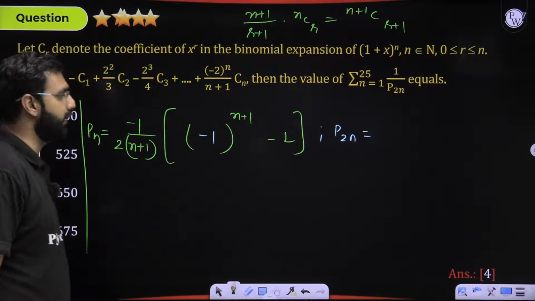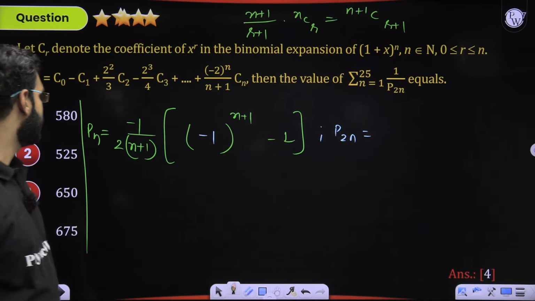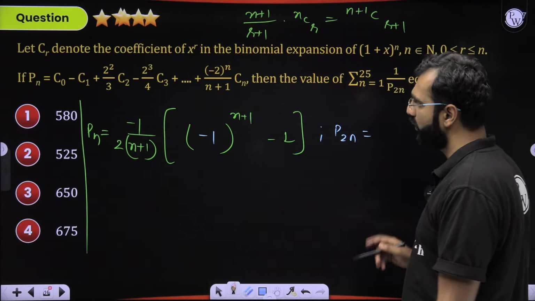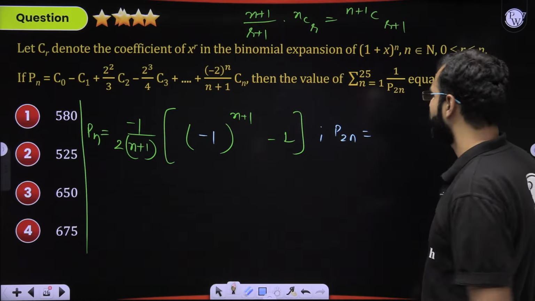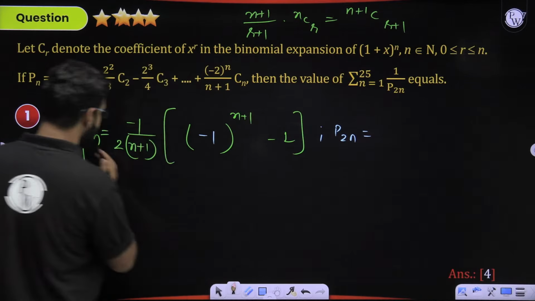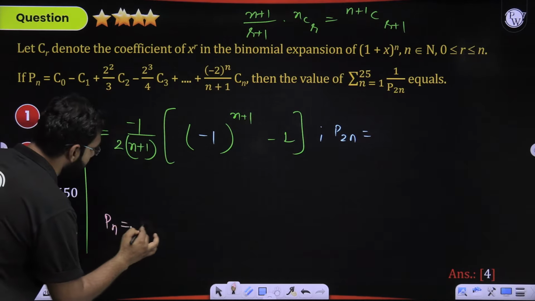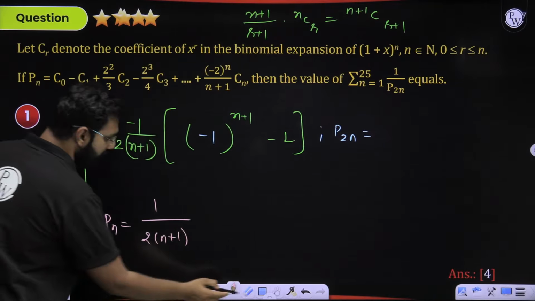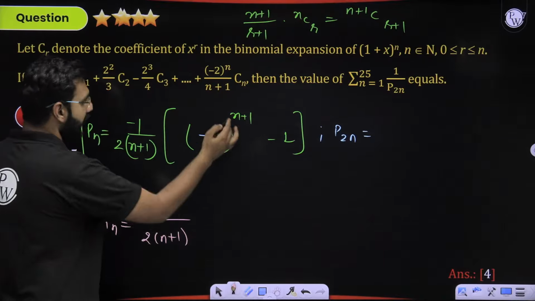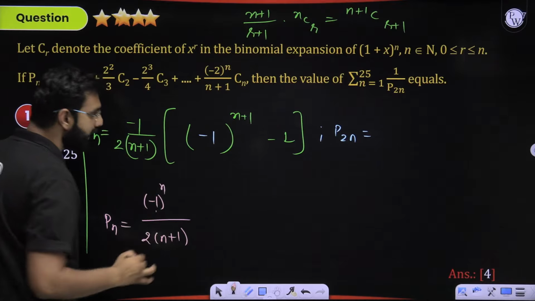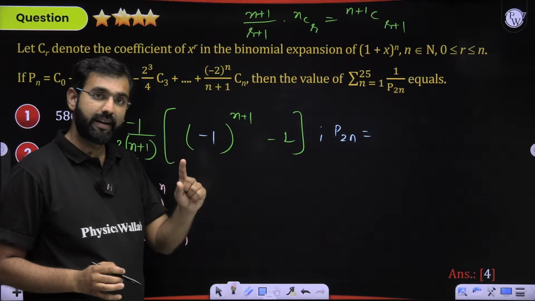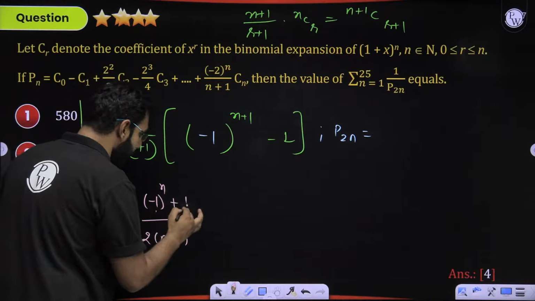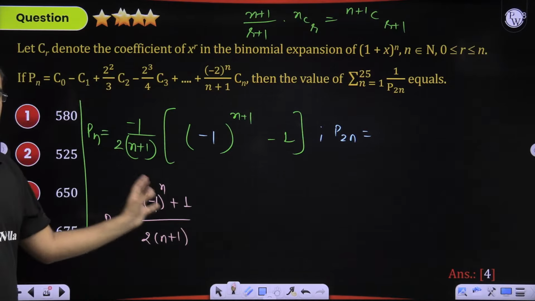Now pay attention to that part. P2n, right? So here all n's should be replaced by 2n. So this minus, or I simplify it first. Can I simplify this first? Let me simplify this first, right? So this minus, when I'm pushing inside, Pn will be 1 by 2 times n plus 1. Comfortable with that? And in the numerator, what will I have? Pay attention to this. Minus 1 to the power n. Then minus 1 to the power 1, that is minus 1. Minus 1 and minus 1 will be plus 1. And this minus 1 will again be plus 1. So did you get that? It will be our expression.